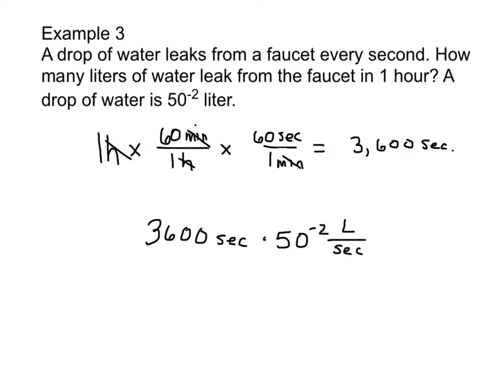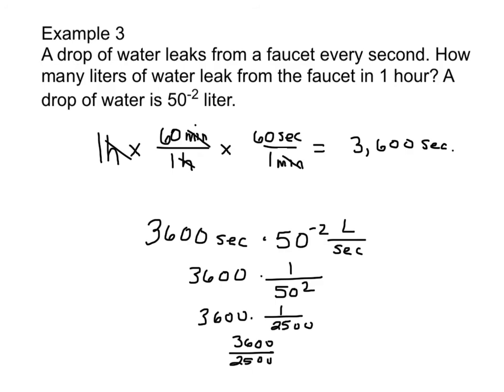So we're just taking 3,600 times 50 to the negative 2 power, we flip it. It becomes 50 squared on bottom, 1 over 50 squared, which gives us 3,600 times 1 over 2,500, which gives us 3,600 divided by 2,500, which is equal to 1 and 11/25, which is equal to 1.44 liters. So 1.44 liters of water leaked from the faucet in 1 hour.